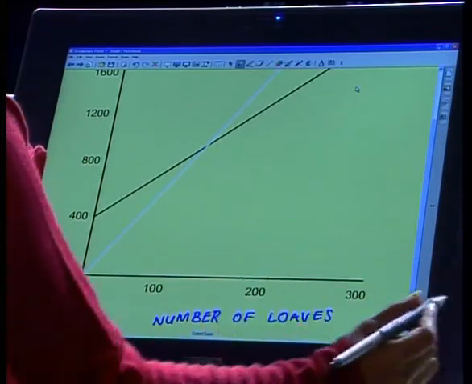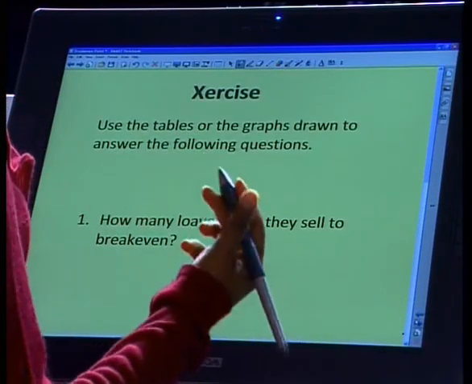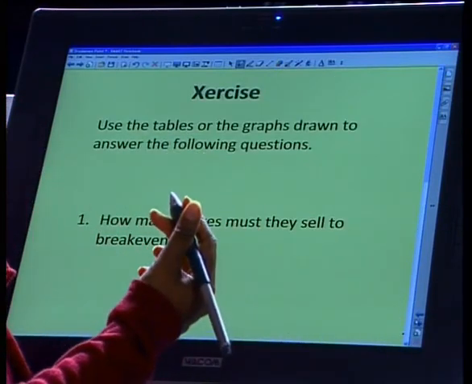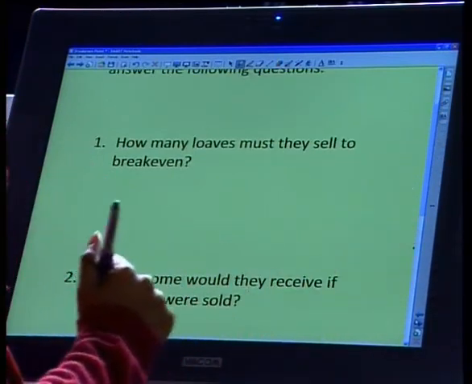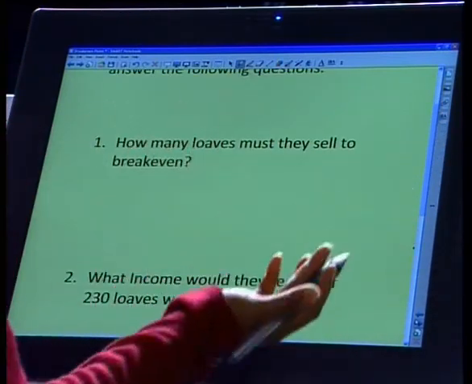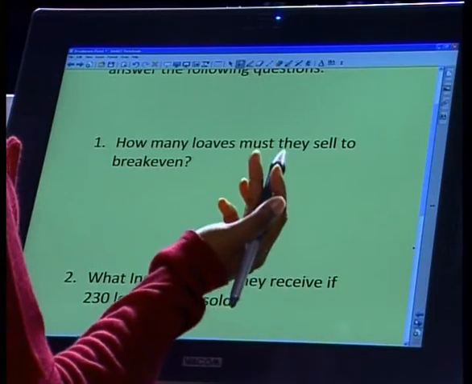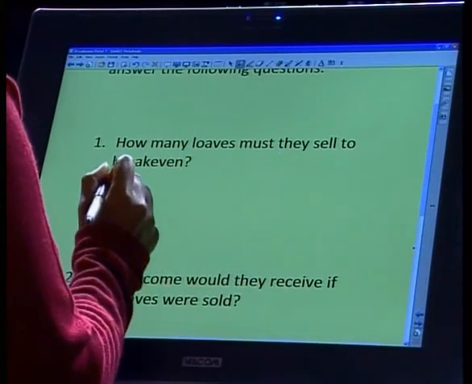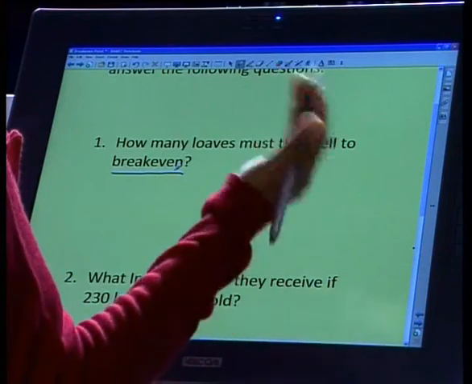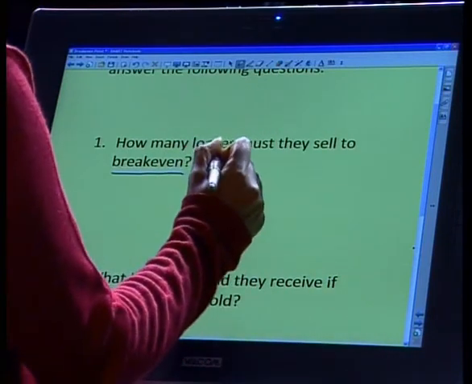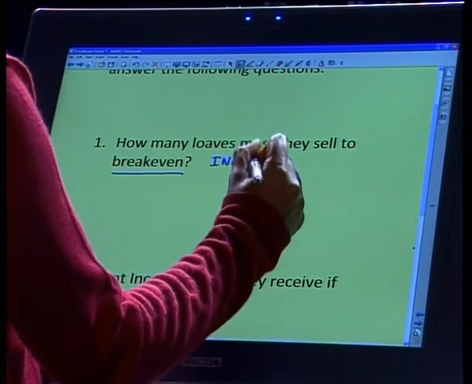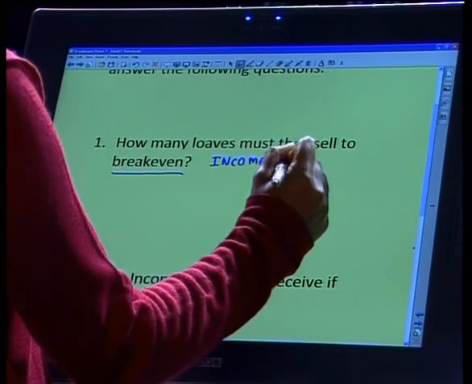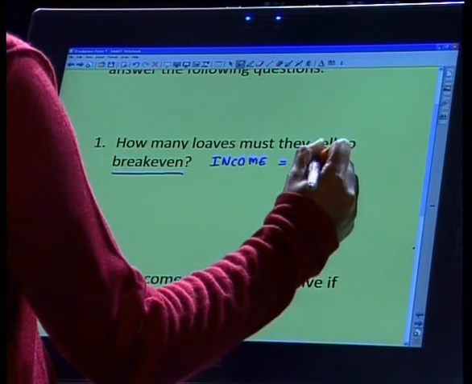Okay, so let's see what questions they're going to ask us on these graphs and tables that we've just used. The first part would like to know, by using the tables or the graphs, how many loaves must they sell to break even? Remember, break even, we've been through it over and over again. The break even point is when your income will be equal to your expenses.